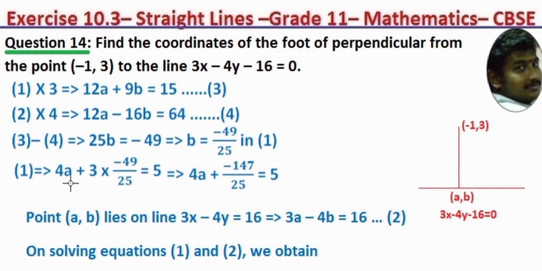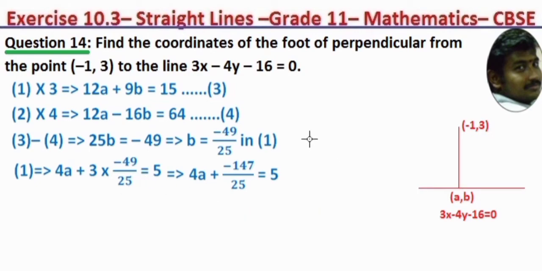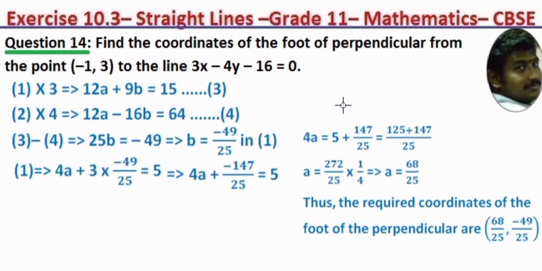In place of b, we can write minus 49 by 25. When you apply, what will you get? 4a equal to minus 147 by 25 is equal to 5. Transposing this minus 147 by 25 to the right hand side, what will happen? 5 plus 147 by 25.